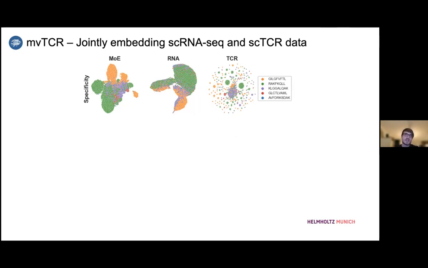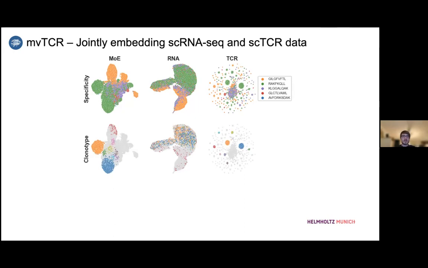And what you can appreciate here is that, yes, the specificity seems to be better represented in our joint model versus the RNA-only model, of course, because the RNA data doesn't have that necessary information of the T cell receptor sequence. Whereas in the T cell receptor sequence, we have a perfect separation, but usually very fine granular clusters.